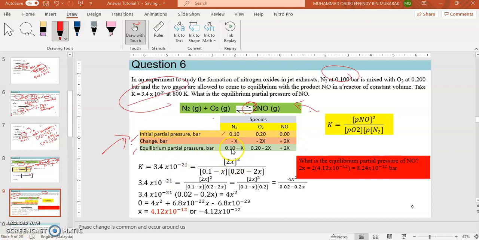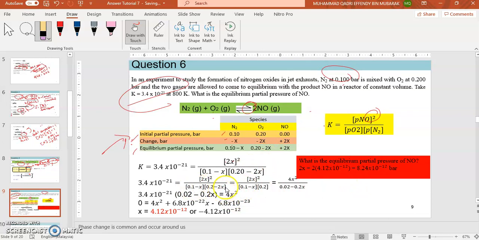Then we need to put all the values that we obtained here into this equation. So K equals 3.4 times 10 to the negative 21. Our partial pressure of nitrogen oxide is 2x, so we put 2x squared, over 0.1 minus x and 0.2 minus x. And then we can compute this one.